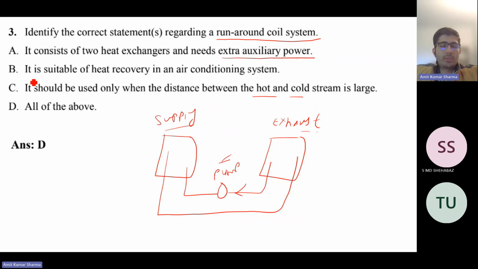So basically all three options are correct. It consists of two heat exchangers, you can see here. It is suitable for heat recovery in air conditioning system. It should be used only when the distance between the hot and cold stream is large. So the correct option is all of the above.